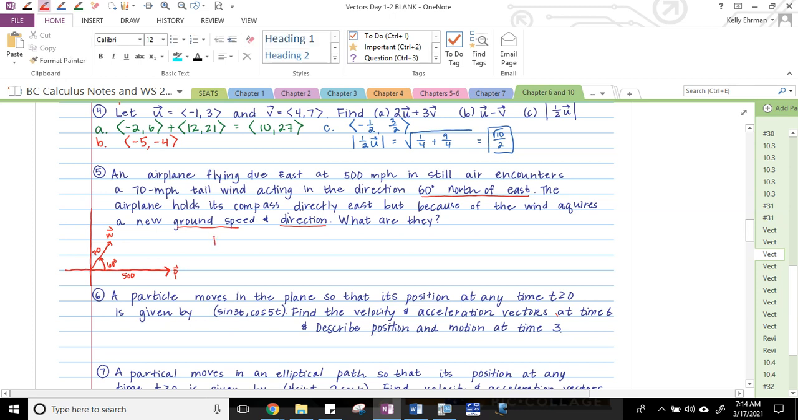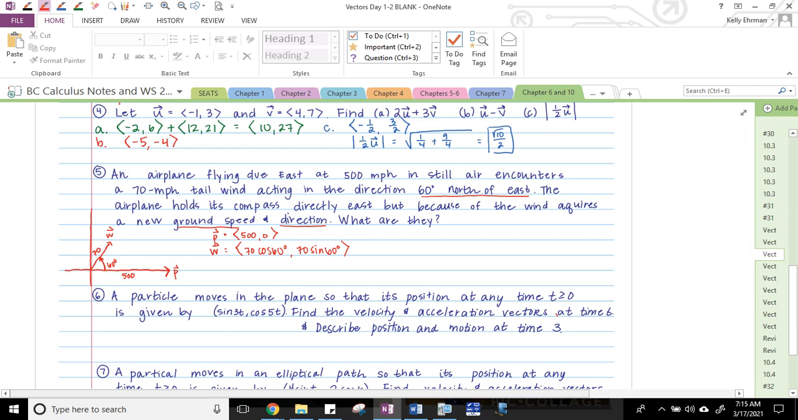So let's write some things out. Let's figure out what our vectors are for the plane. For the plane, I can see this without doing any math. It has an x component of 500 and a vertical component of 0. The wind is going to take a little more work because we have an angle and a magnitude. So remember how that worked before? When you have an angle and a magnitude, the horizontal component will be 70 times the cosine of 60 degrees, and the vertical component will be 70 times the sine of 60 degrees. I'm just going to leave those in that form for now.